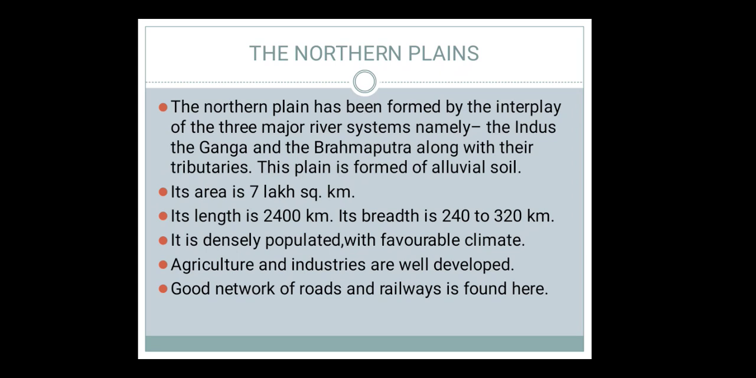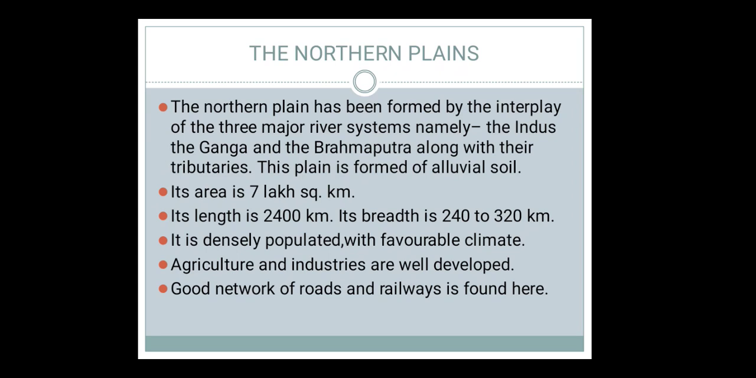The next physical division of India is the northern plains. We all are living in the northern fertile plain area. It is found in Haryana, Punjab, Uttar Pradesh, Bihar, Assam. All this area has very fertile soil. The northern plains have been formed by the interplay of three major river systems, the Indus, Ganga, and the Brahmaputra, along with their tributaries. This plain is formed of alluvial soil.